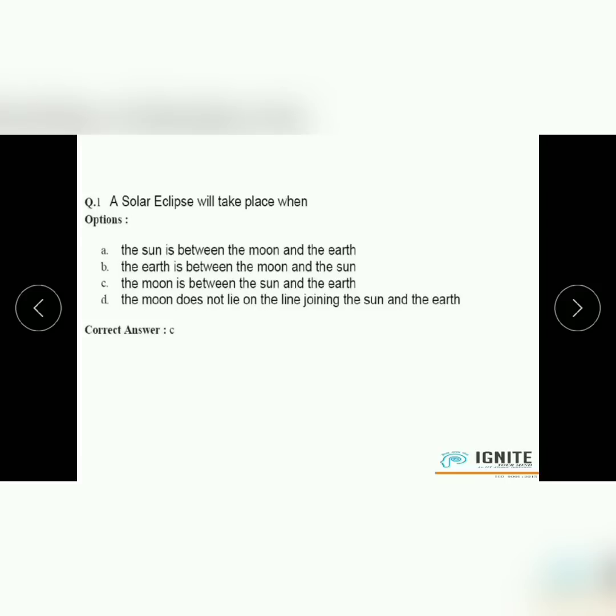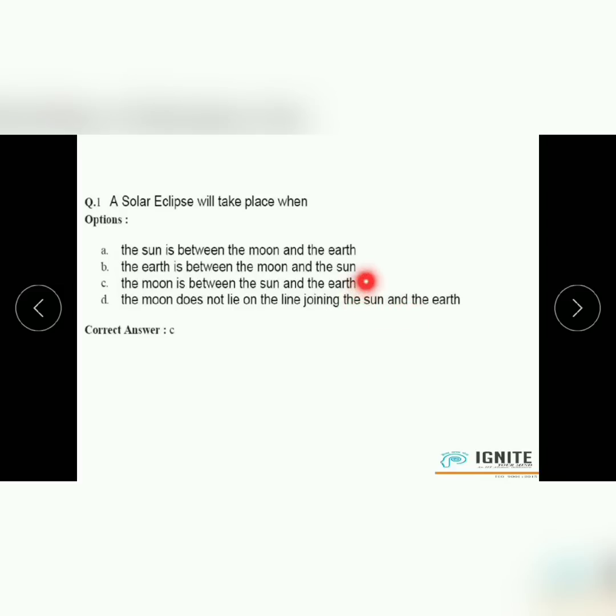The first 5 questions are from physics. Okay, first question. A solar eclipse will take place when? Options are given here. First one, the sun is between the moon and the earth. The earth is between moon and the sun. The moon is between sun and the earth. And option D, the moon does not lie on the line joining the sun and earth.